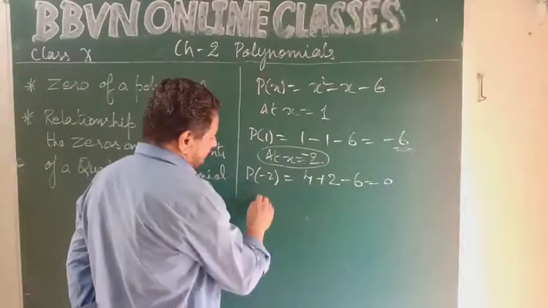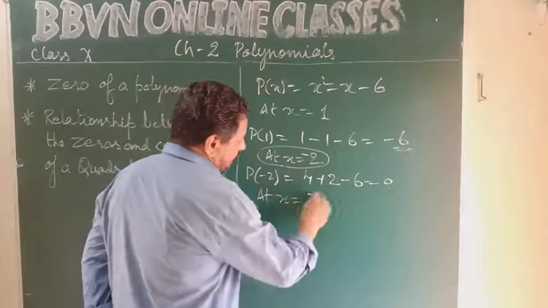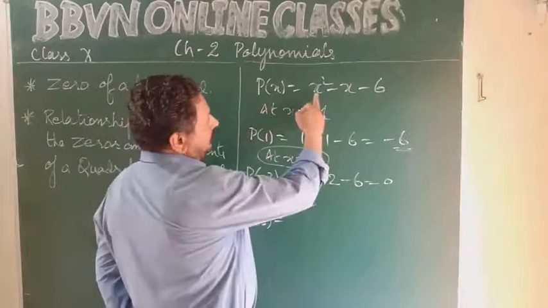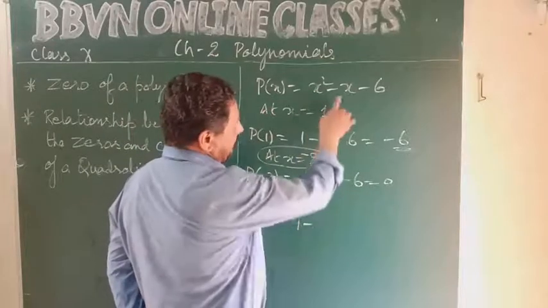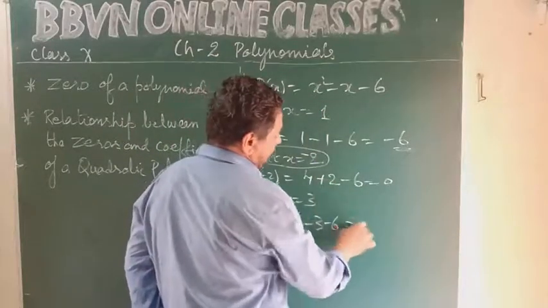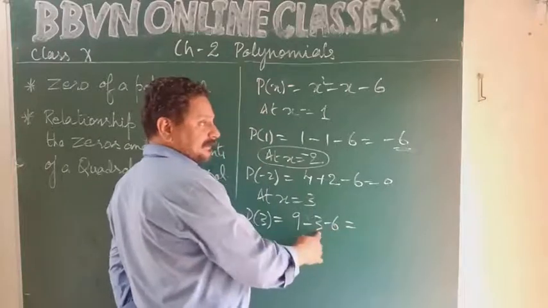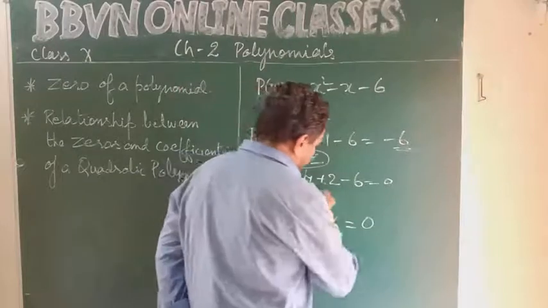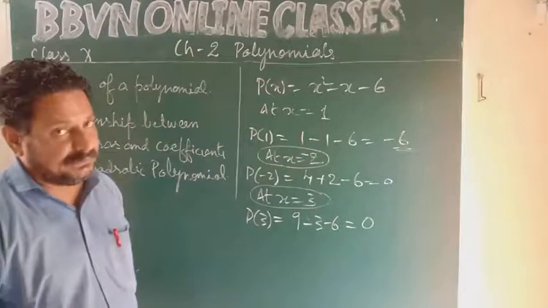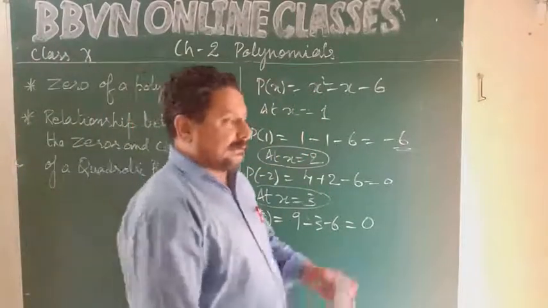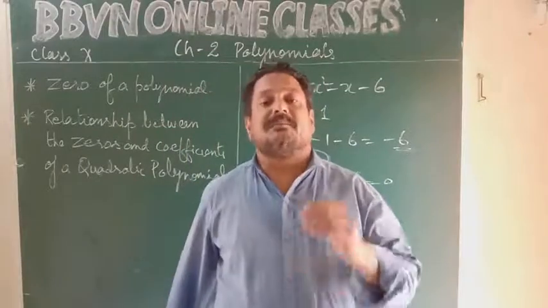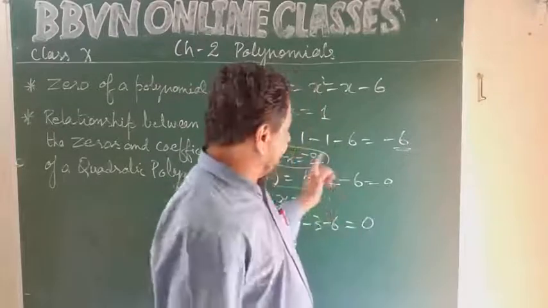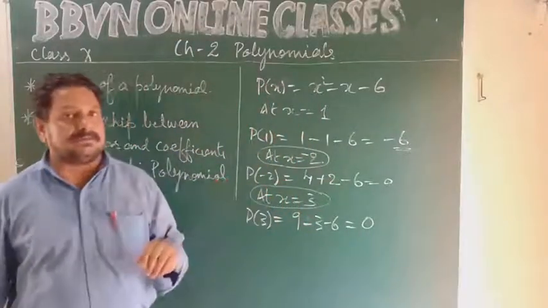Let us see what happens if I take x equal to 3. So p of 3. 3 square is 9, minus 3, minus 6. So 9 minus 3 is 6. 6 minus 6 is 0. So x equal to 3 is also a 0 of this polynomial, right? So the value of the variable at which the value of the polynomial turns out to be 0, that particular value of x is known as the 0 of the polynomial.